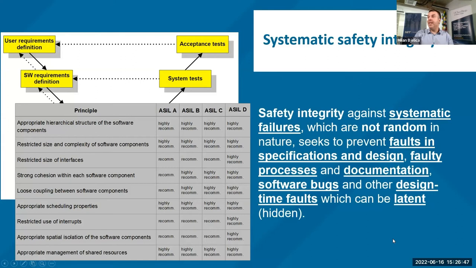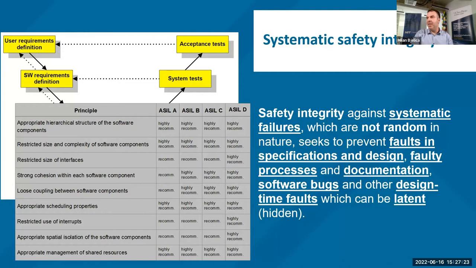As a conclusion, safety integrity against systematic failures, that is systematic safety integrity, deals with failures which are not random in nature, and it seeks to prevent faults in specifications and design, faulty processes in documentation, software bugs, and other design time faults which can be latent, hidden. So they can manifest during the use of the product because we made a mistake somewhere along the way during the processes and procedures. So this process makes sure that these things like faults during our design and development are not there, or that the probability of having them is minimized.